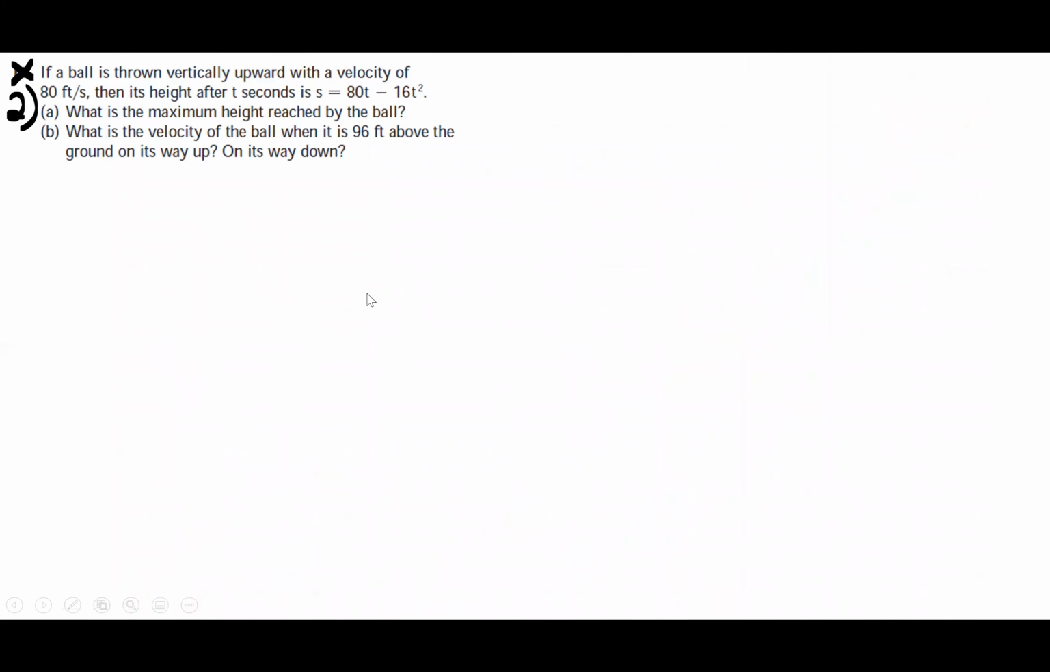I think this is my problem now. This is not from the textbook. This is for you guys to do. If a ball is thrown vertically upwards with velocity 80 feet per second, when its height after t seconds is given by this position function, tell me what's the maximum height reached by the ball? Tell me what is the velocity of the ball when it is 96 feet above the ground on its way up, and then tell me how fast is it going when it's on its way down.